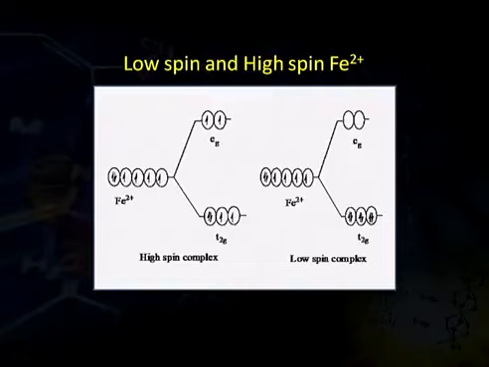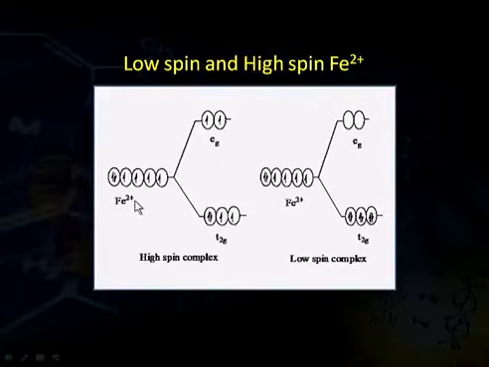Here we can see that 4 of the electrons enter the T2g orbital, while 2 enter the Eg orbital. Here the electrons are unpaired and this is paramagnetic in nature. While in the case of the low spin complex, we can see that all 6 electrons are paired and they are present in the T2g orbital, while Eg is vacant.